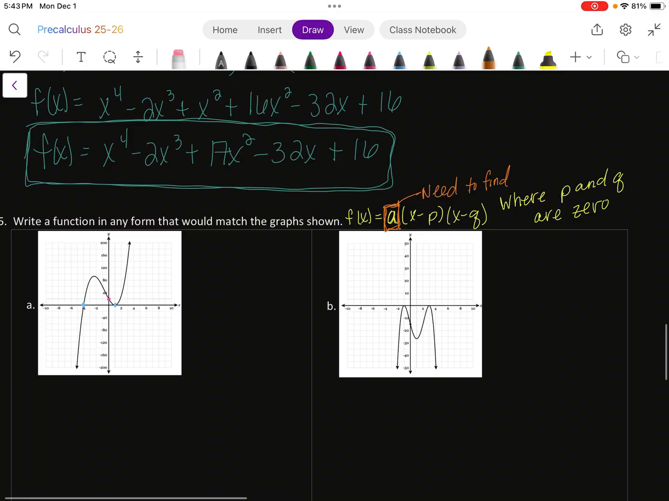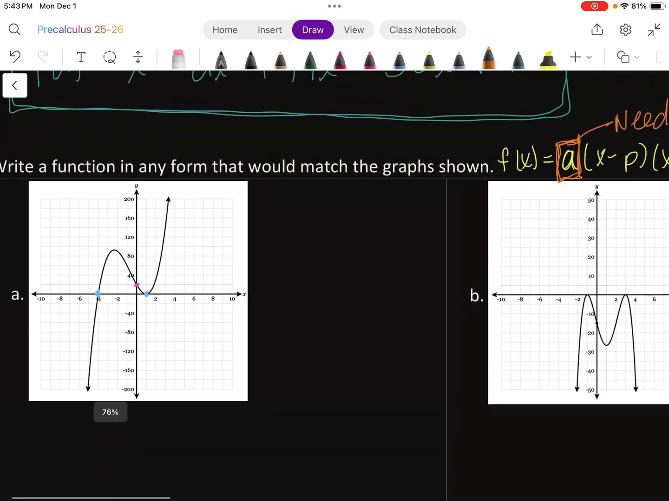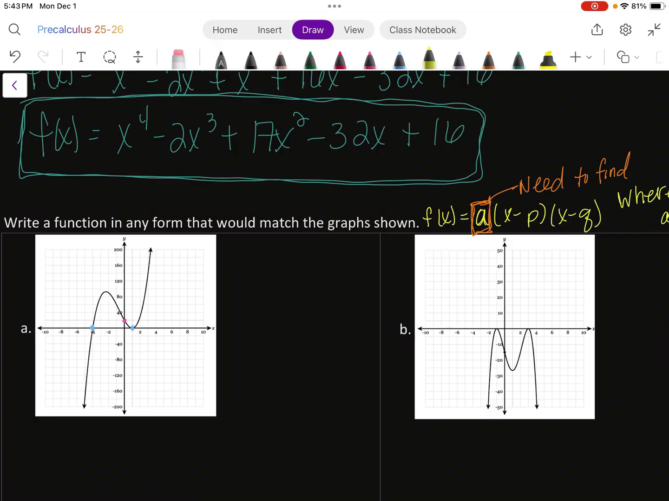So coming back to here, we have the zeros. I need to find that a. So I have a p, I have a q. One has a multiplicity. That's going to tell me something. So let's first write the zeros out. I have -4 and 1 multiplicity of 2. And I also have a y-intercept of 0, looks like that's 20. It's going by 20s.